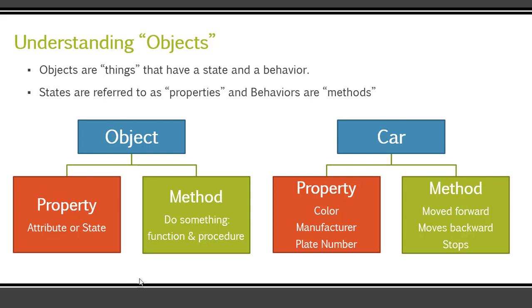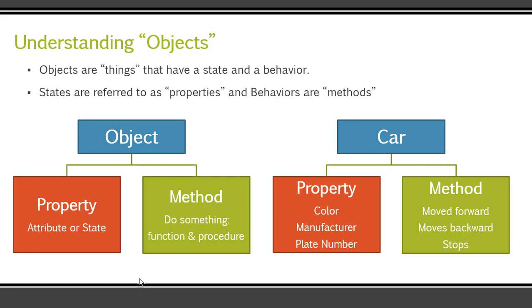Then you have methods. The methods are what can be done with that object. So it's doing something. It's a function or a procedure. And with our car, the different methods, what can your car do? Well, your car can move forward. It can move backward. It can stop. The air conditioning can be turned on. It can be turned off. The radio can be turned on, it can be turned off.